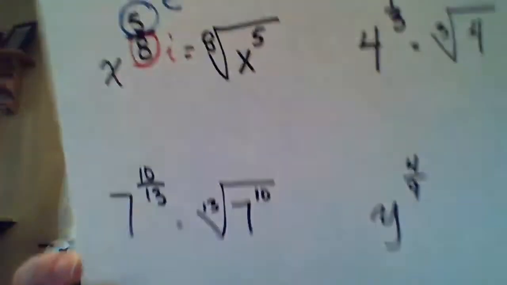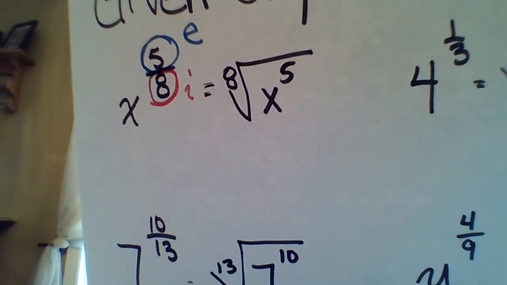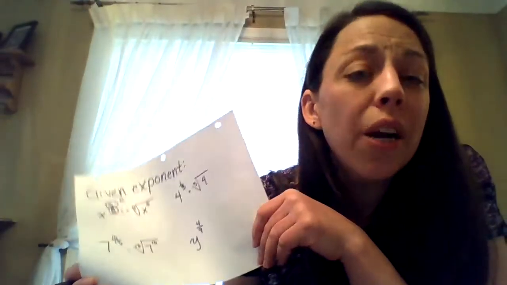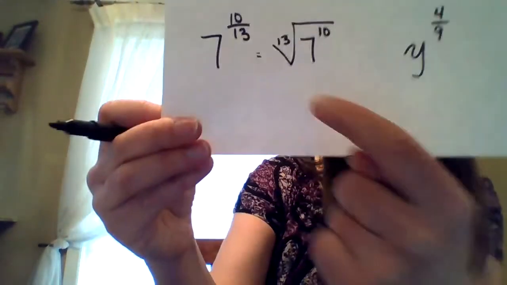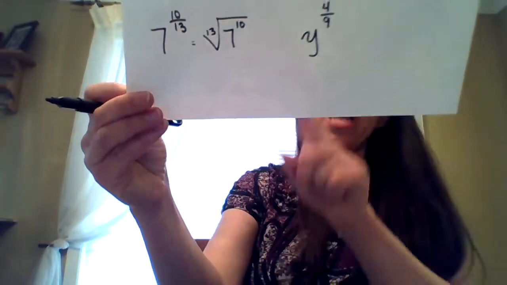Next one, those numbers are big, who cares? What's your exponent? What's your index? Very nice. And so you would get the 13th root of 7 to the 10th. I don't even care what that is. Don't use your calculator to find out what 7 to the 10th is. I want the answer left this way, so I know you know how to go back and forth.